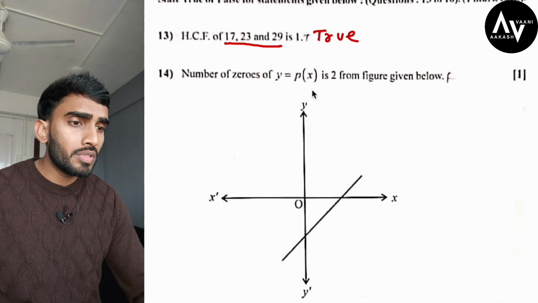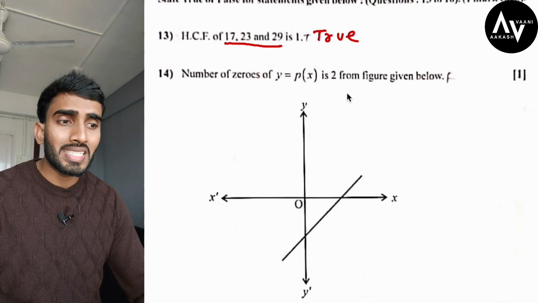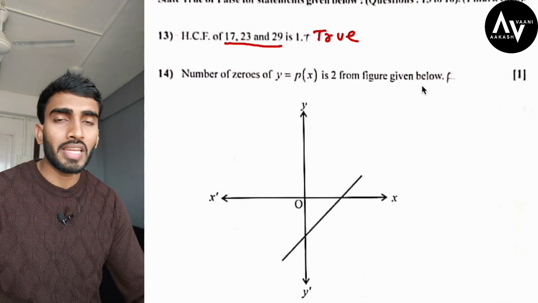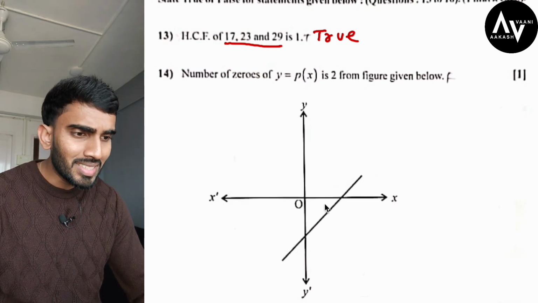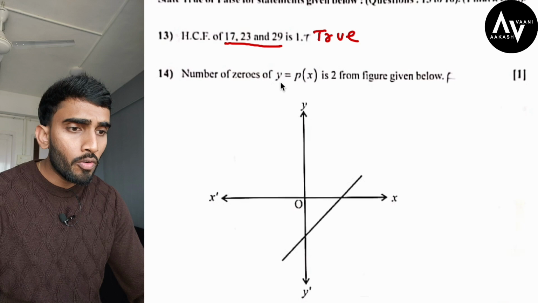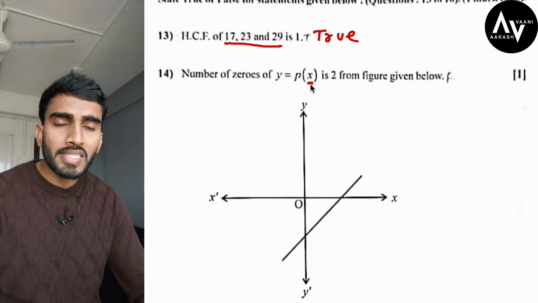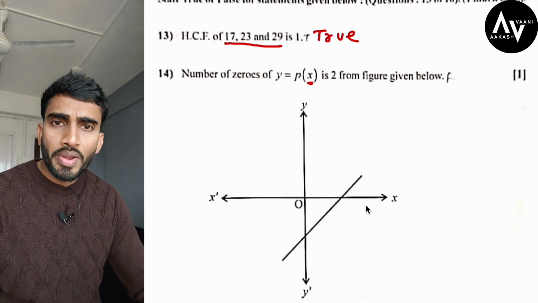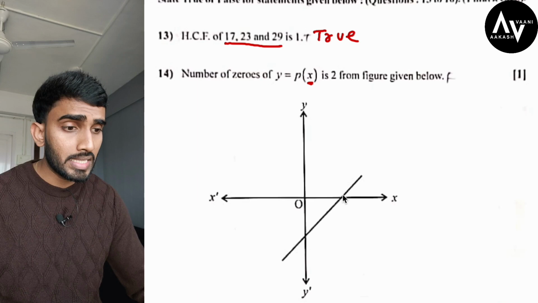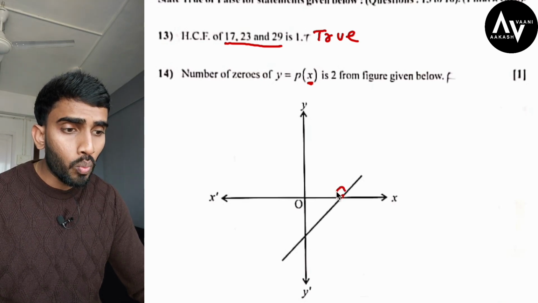Number of zeros where y is equal to p of x is 2 from the given figure, yes or no. We can see here in the graph, as we have y is equal to p of x, the variable is x. So see how many times the graph is intersecting the x-axis. We can see it is intersecting at only one point.